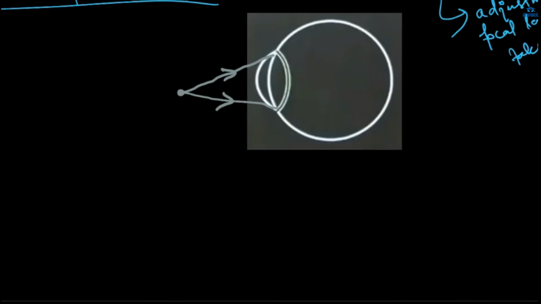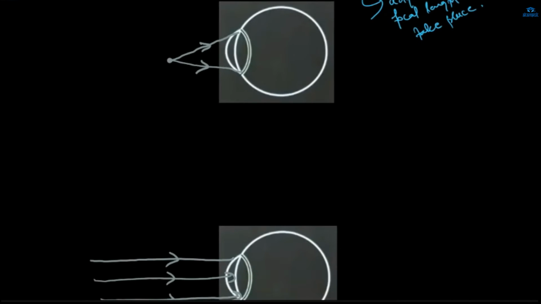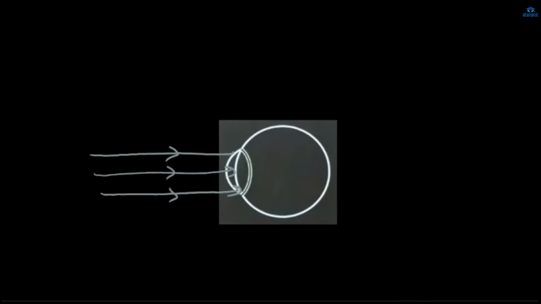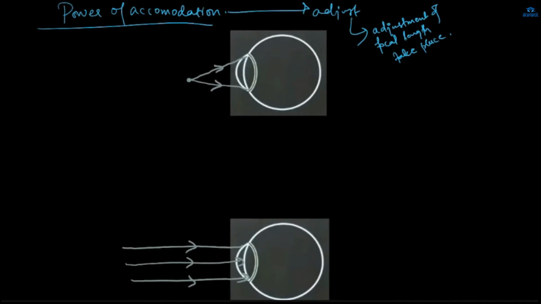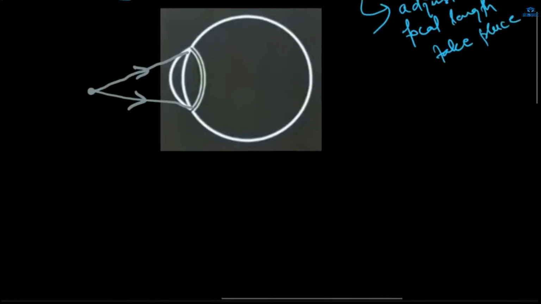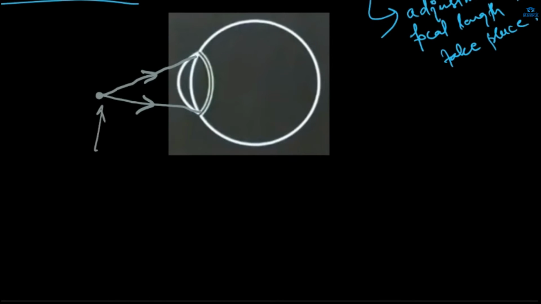So now we want to see both types of objects clearly, whether placed near us or far from us. Even if we want to see our phone, we want to see it clearly, and if we want to see the wall or someone who is far from us, also clearly. So where should the images be formed? If we want to see all of the objects clearly, the images must be formed at the retina.